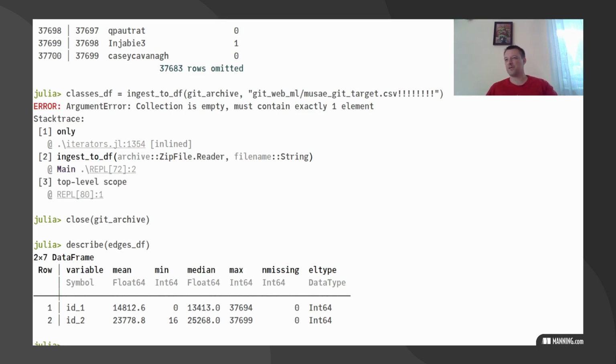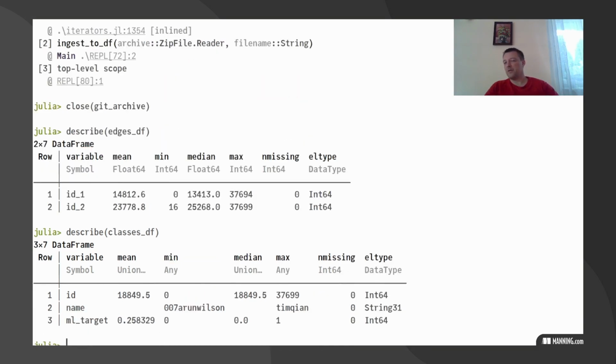So probably this file was prepared with someone using, I don't know, Python or C in mind that use zero-based indexing. We need to remember that the developers are indexed from 0 to 37,699. Let's check the same with the classes data frame. Here we also see that classes has a developer ID with exactly the same range, starting from 0 and ending at the same number, 37,699. So the data is consistent.